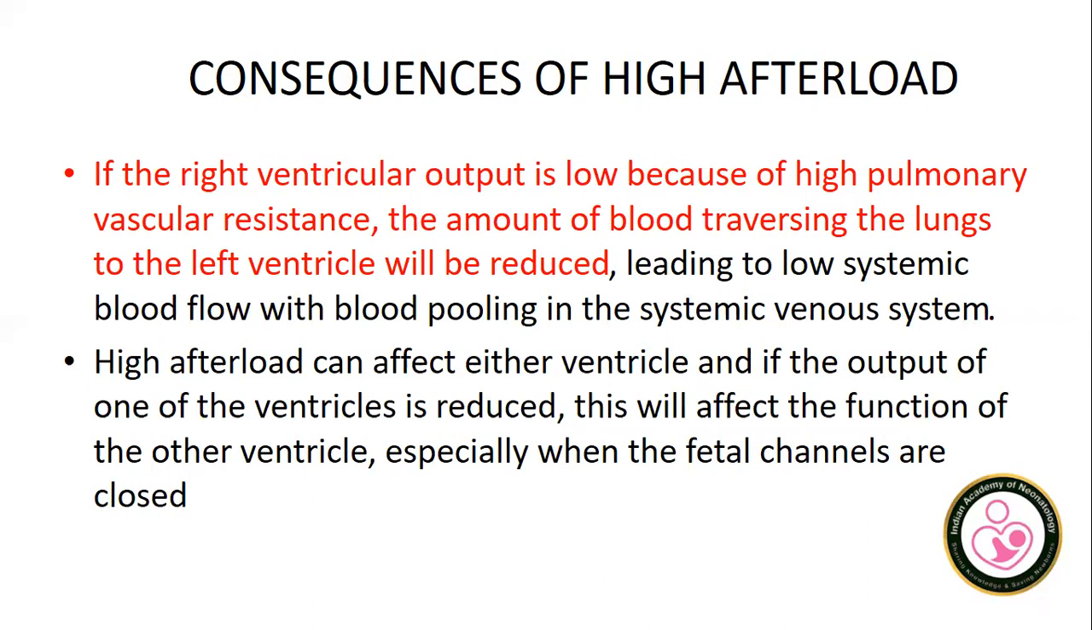So the right ventricular output is going to be low due to high pulmonary vascular resistance. The amount of blood going to the lungs and traversing the lungs to the left ventricle will be reduced, leading to low systemic blood flow. High afterload can affect either the right or left ventricle, and the output of both or one of the ventricles can be reduced. It will affect the function of the other ventricle. For example, if the ductal shunts are all closed, a high afterload of the right ventricle may affect the left ventricle and also produce output failure.